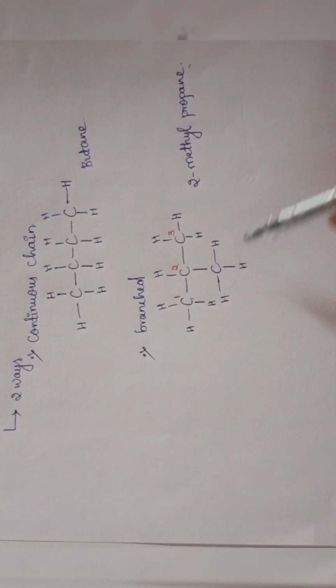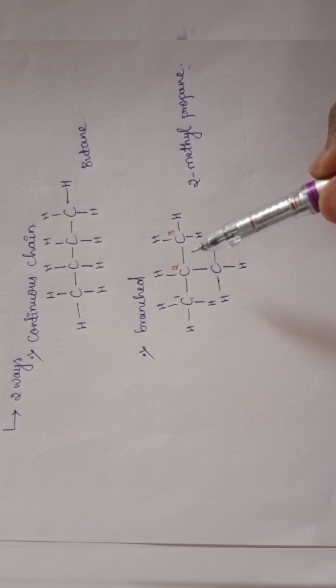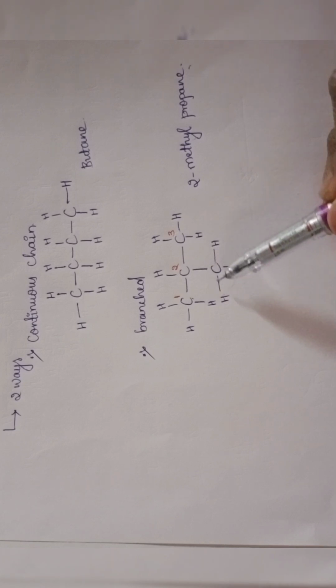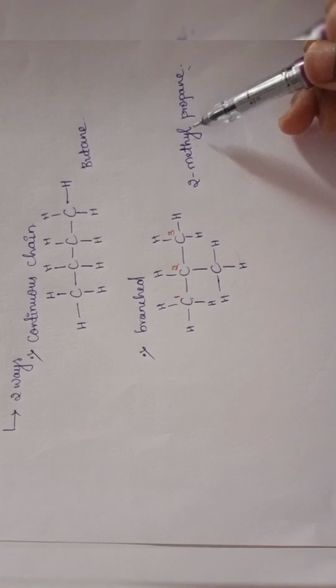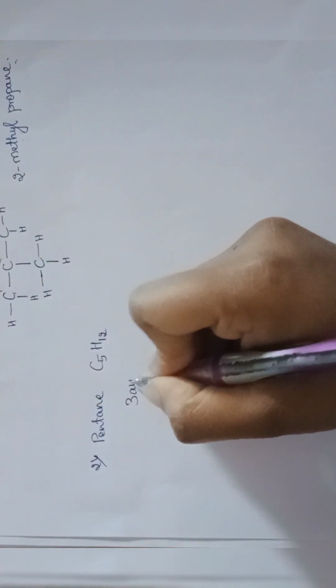CH3 is methyl. When substituents are attached to the parent chain, this longest carbon chain is called the parent chain. When the substituents are there, they will become methyl or ethyl or propyl. Likewise, the alkyl groups are attached. Similarly, one more example we'll take, that is pentane. The general formula for this is C5H12. We can arrange pentane in three ways.